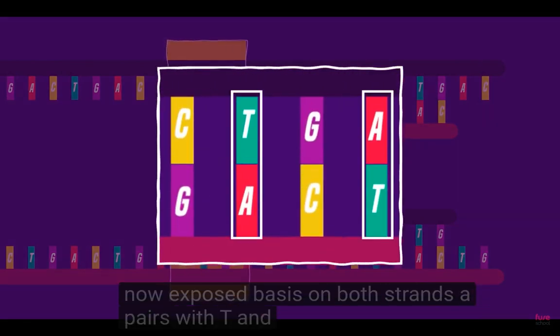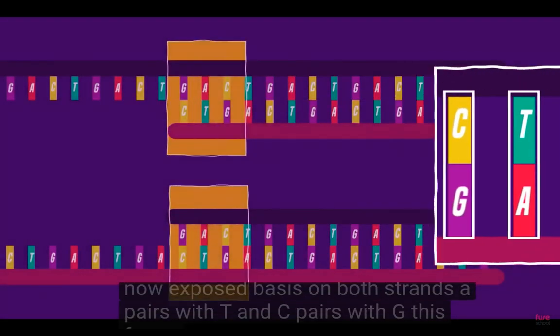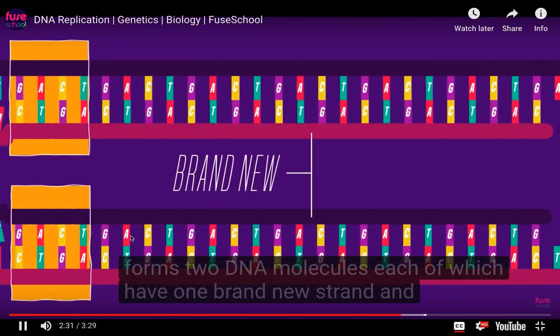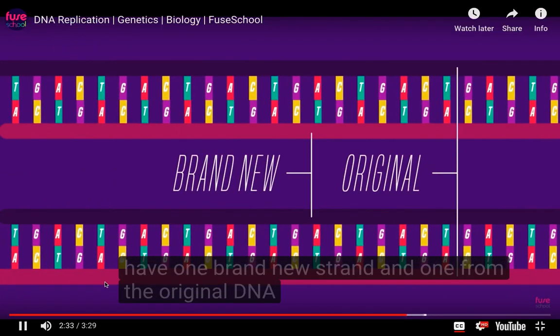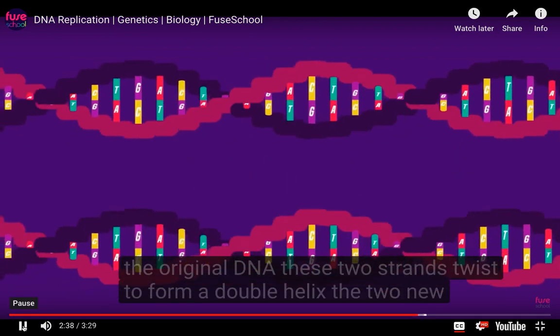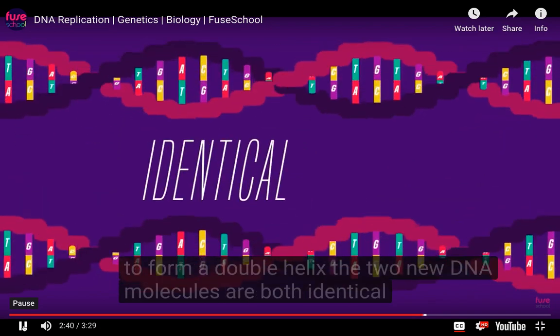A pairs with T and C pairs with G. This forms two DNA molecules, each of which have one brand new strand and one from the original DNA. These two strands twist to form a double helix. The two new DNA molecules are both identical to the original.